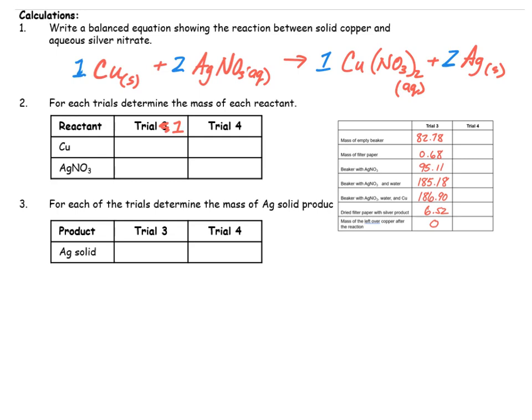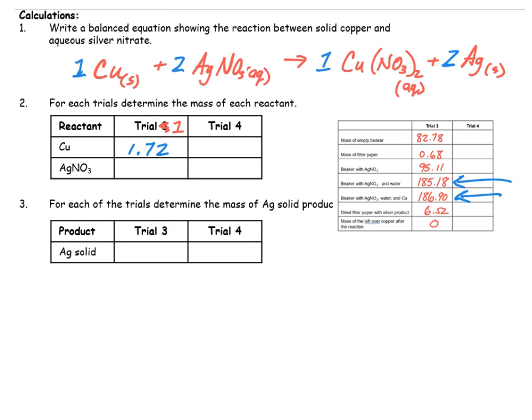All right, first, the mass of the copper. Now we have the beaker with silver nitrate, water, and copper. That's got everything in it. And then we had the beaker with everything except the copper in it. So we just got to subtract to find the mass of the copper. 186.9 minus 185.18 gives us 1.72 grams of copper.